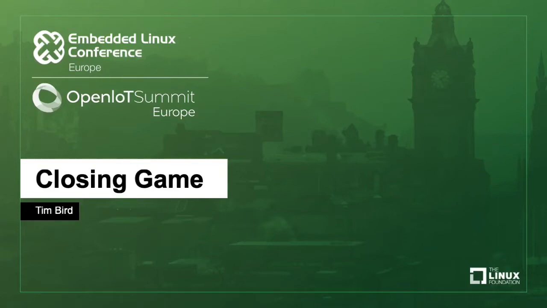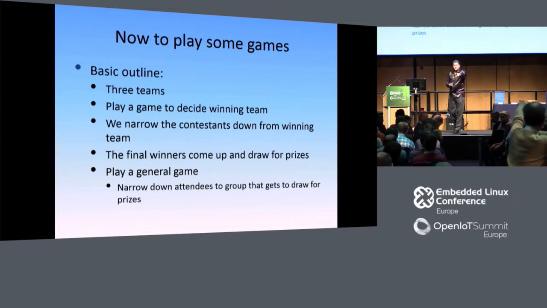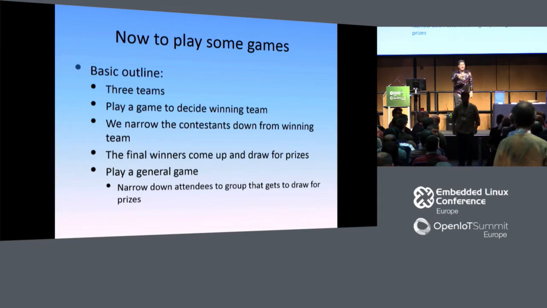Now, let's play some games. So we're going to divide the room, or we kind of have divided the room, into three sections. There's a front, a middle, and a back. And these, I think there's stanchions? I don't know what they're called. There's the dividing line. So if you're in front of that, you're in the front team.